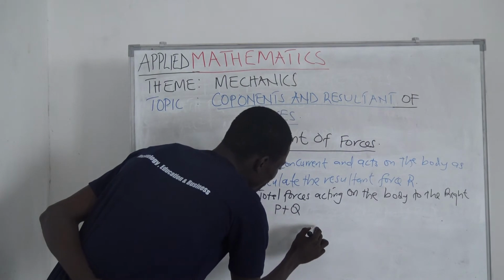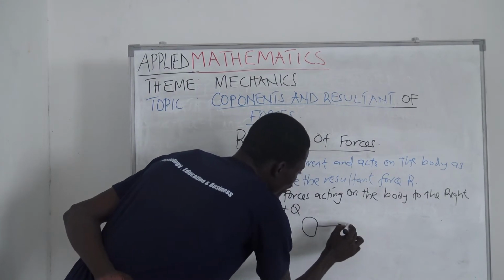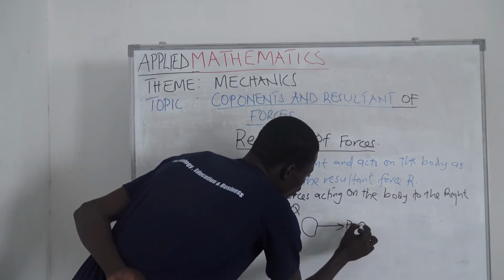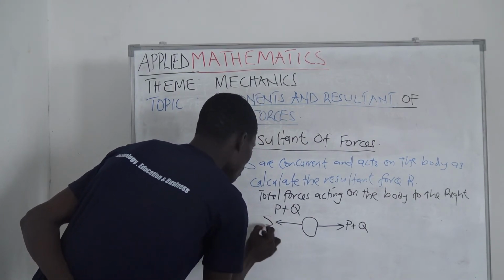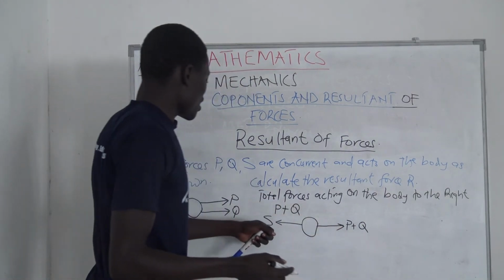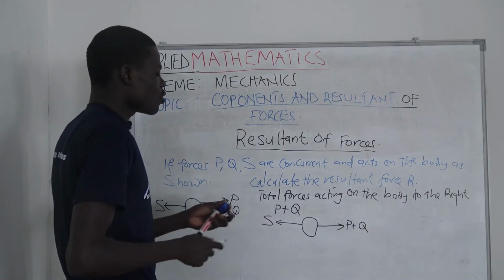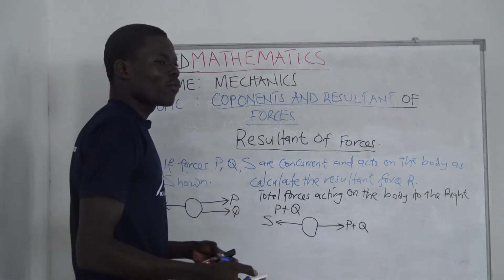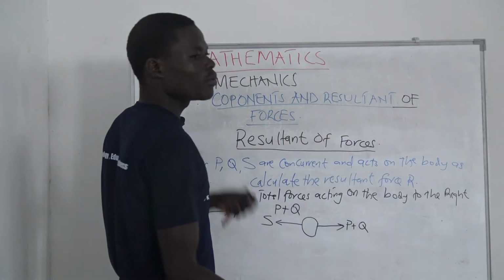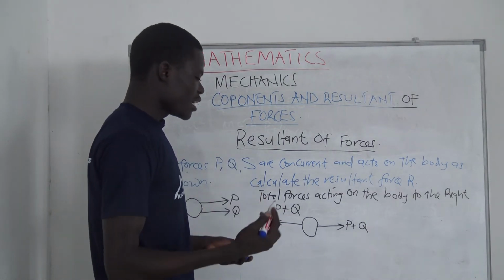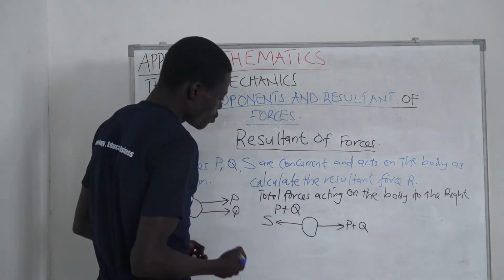What is our new setup of the body? Right now on our body, we have two forces acting. We have this force, which is P plus Q, then there is this force, which is S. Since P plus Q is likely to be greater than S, where will the body go? If you are being pulled by 3 people, 2 people are taking you to the right and 1 person is taking you to the left, you are likely to go in the direction where those 2 people are pulling you.